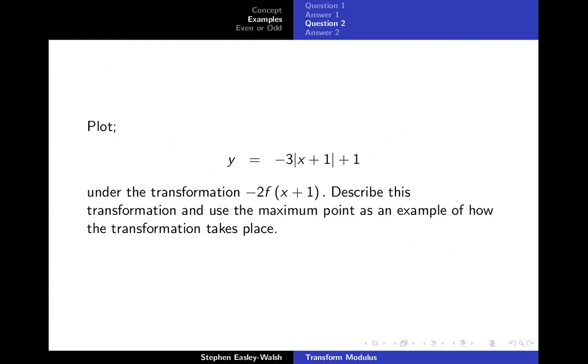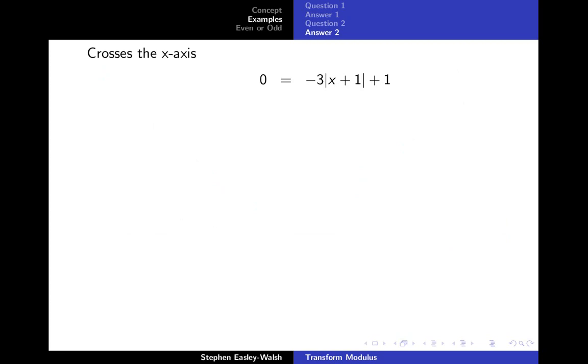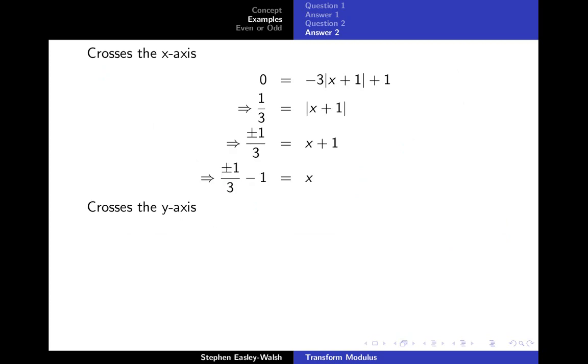Here's one I would like you to try. When you're ready to see the answer, please resume the video. So we need to plot this function, but now under the transformation minus 2 f of x plus 1. And as before, we'll describe, using the maximum point as an example, the transformation. Again, I won't show you how to find the points required to draw the graph, since this is identical to a recent problem.